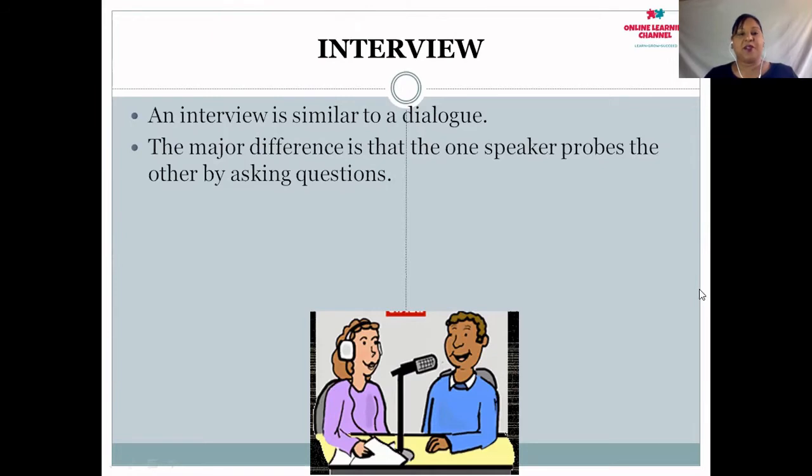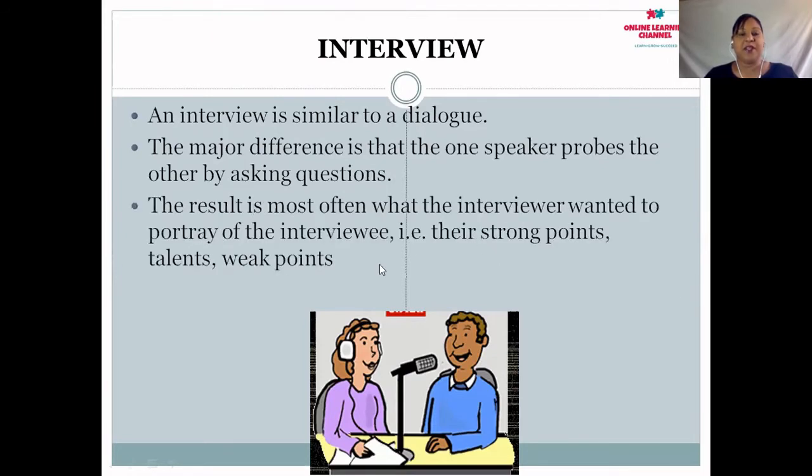So there'll be an interviewer and an interviewee. The interviewer will ask the interviewee questions about themselves or about some relevant topic, and the interviewee would respond to those questions as best as possible. The result is most often what the interviewer wants to portray of the interview. So depending on the type of questions the interviewer asks, that will be what will be portrayed about the interviewee.